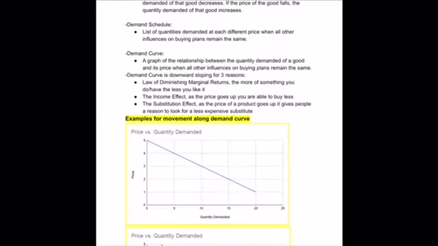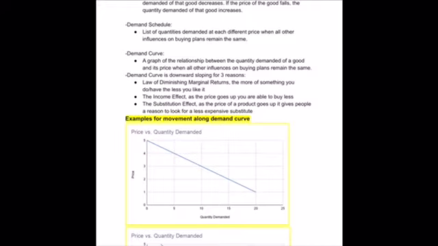The demand schedule is basically just a table showing the corresponding price to the amount ordered. So it tends to be that if the price is lower, more products are ordered, and as the price increases, there's less of the product, because they kind of have to balance it out and try to make the same amount of money.